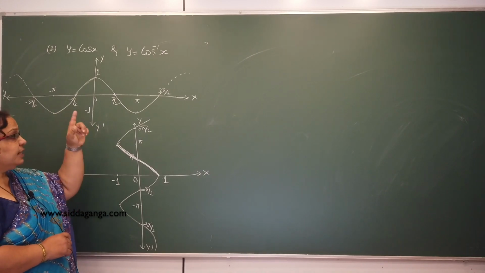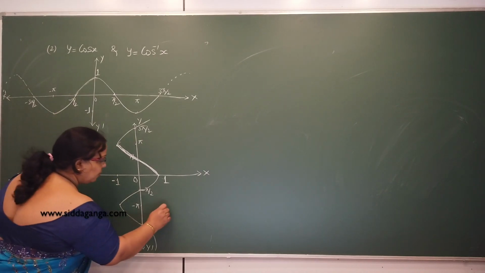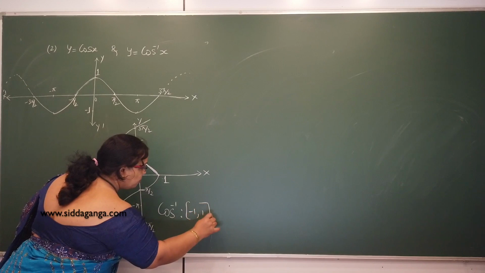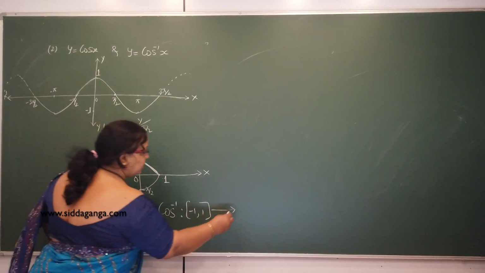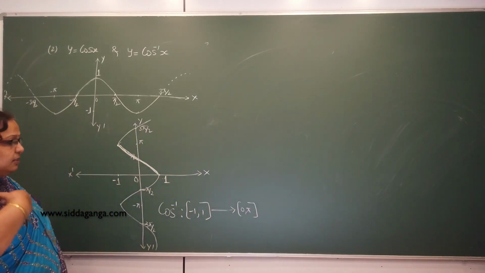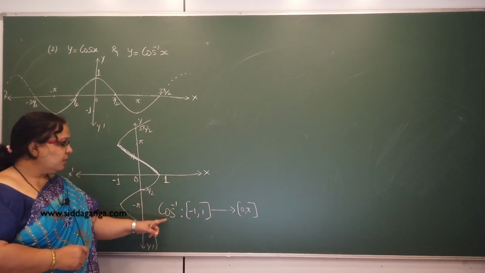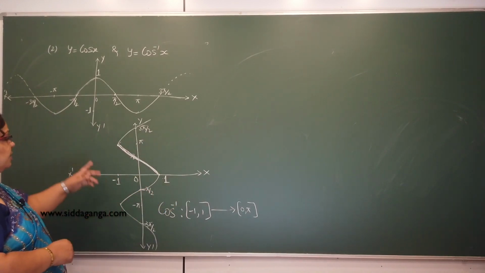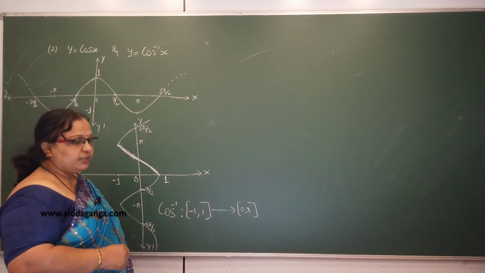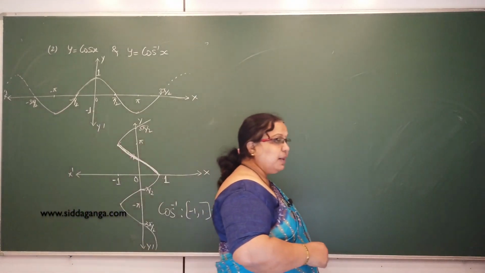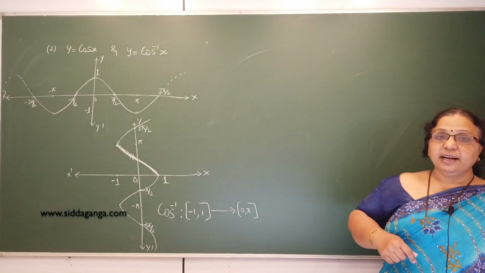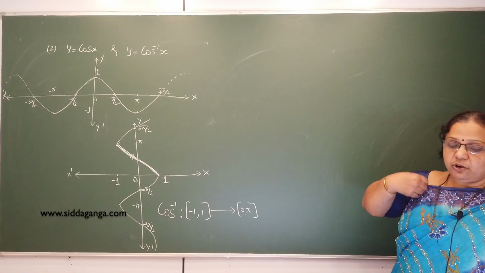This is called the principal value branch range of the cos inverse function. So we know that cos inverse is a function from the closed interval minus 1 comma plus 1 to the closed interval 0 comma pi. That is called the principal value branch range of the cos inverse function. So this is the graph of y equal to cos x and y equal to cos inverse of x. Now similarly we can draw the graph of y equal to tan x and y equal to tan inverse of x.